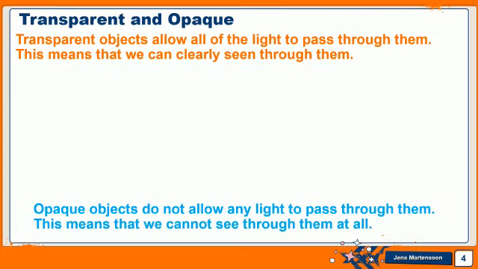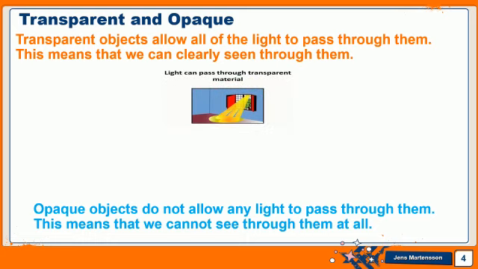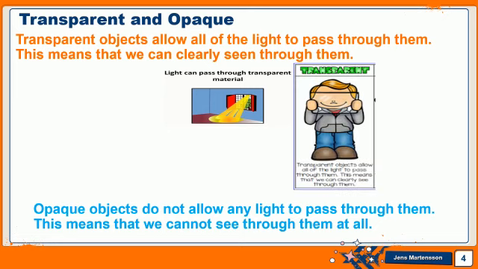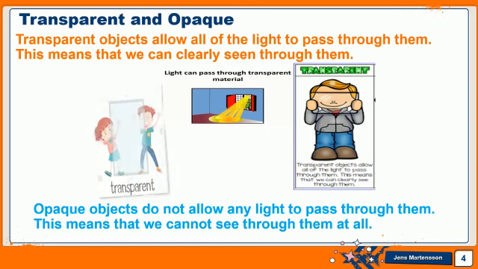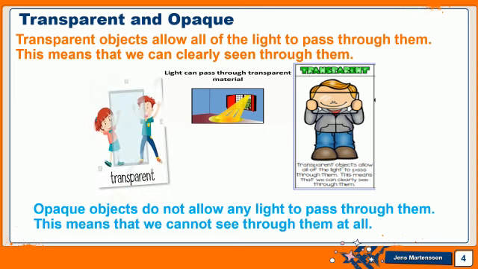Today we will learn about transparent and opaque objects. Dear students, transparent objects allow all of the light to pass through them. This means that we can clearly see through them. It means light can pass through transparent material easily. For example, glass. Dear students, we can see clearly through glass. Look at this picture. In this picture, we can see clearly what the kids are doing behind the glass.